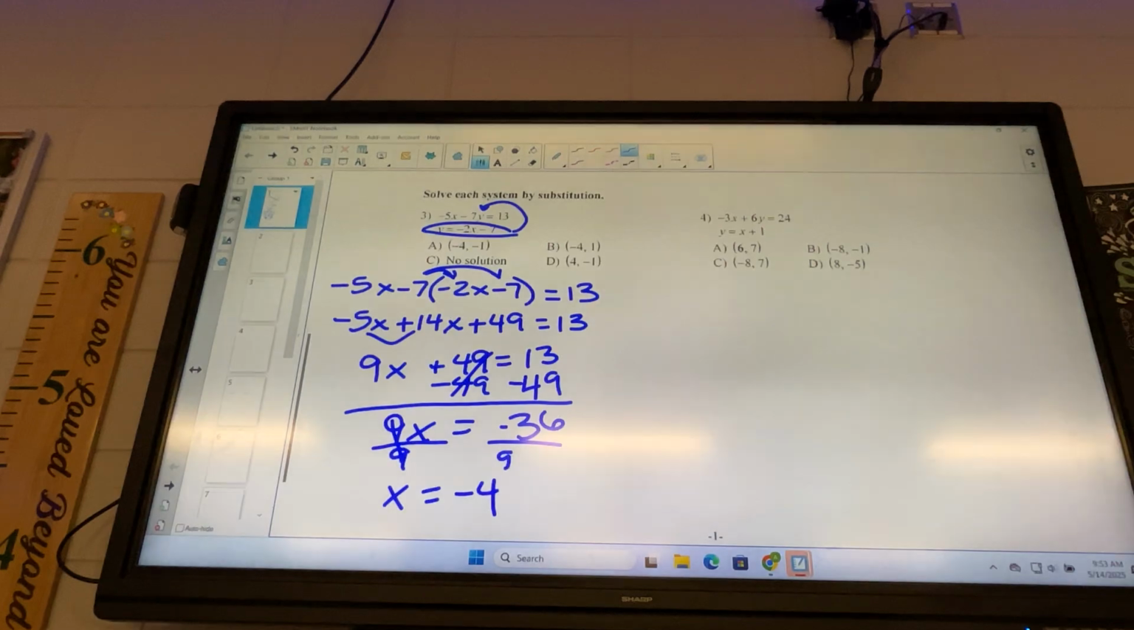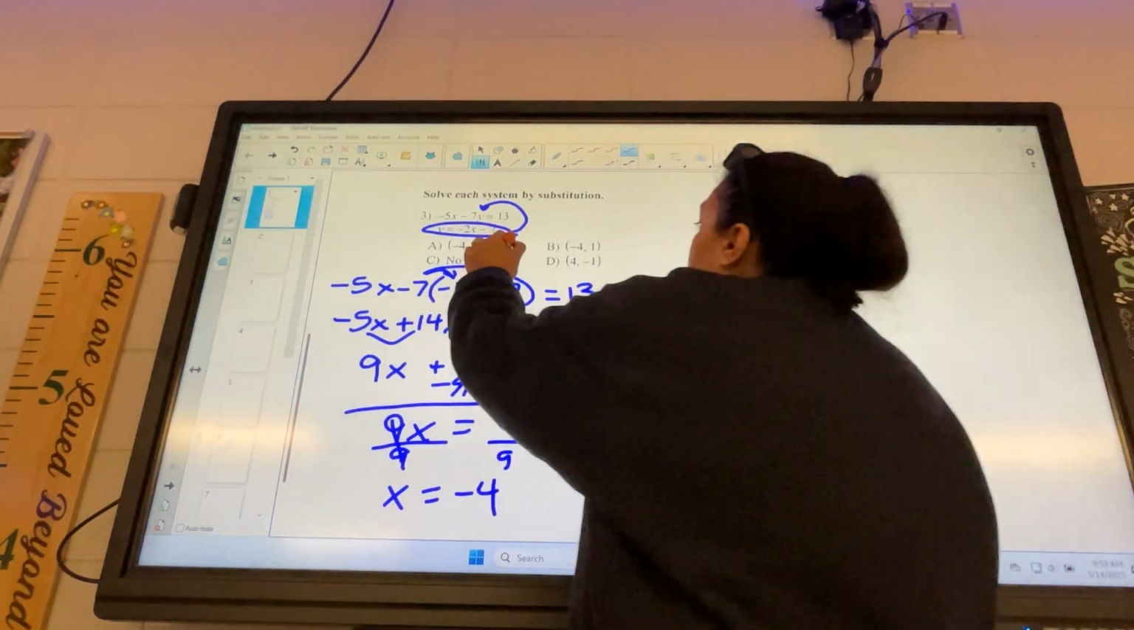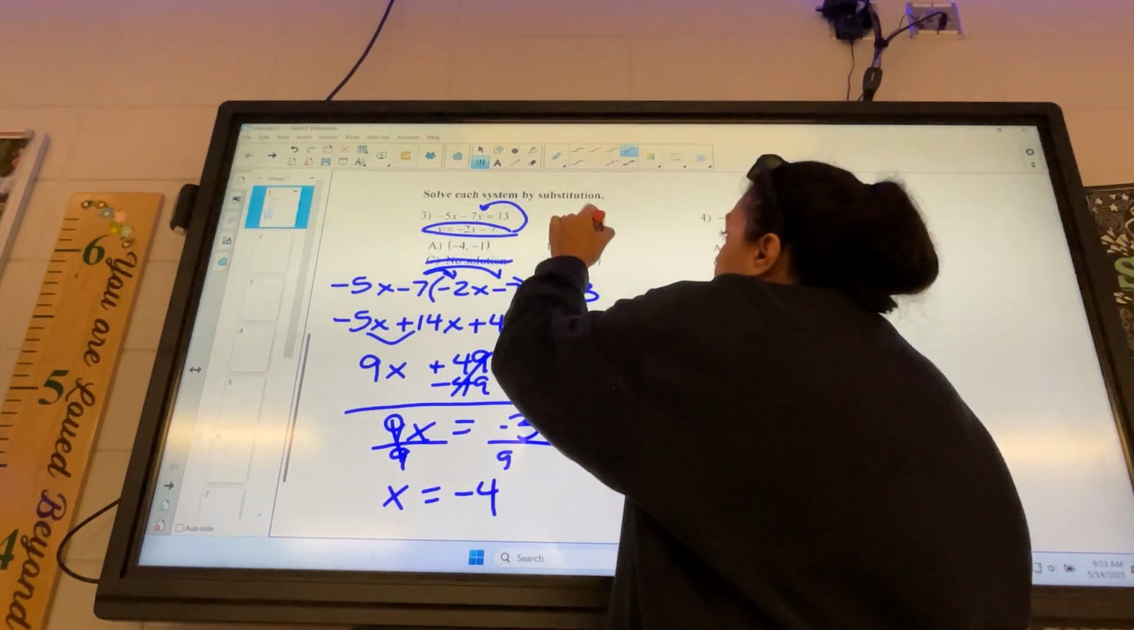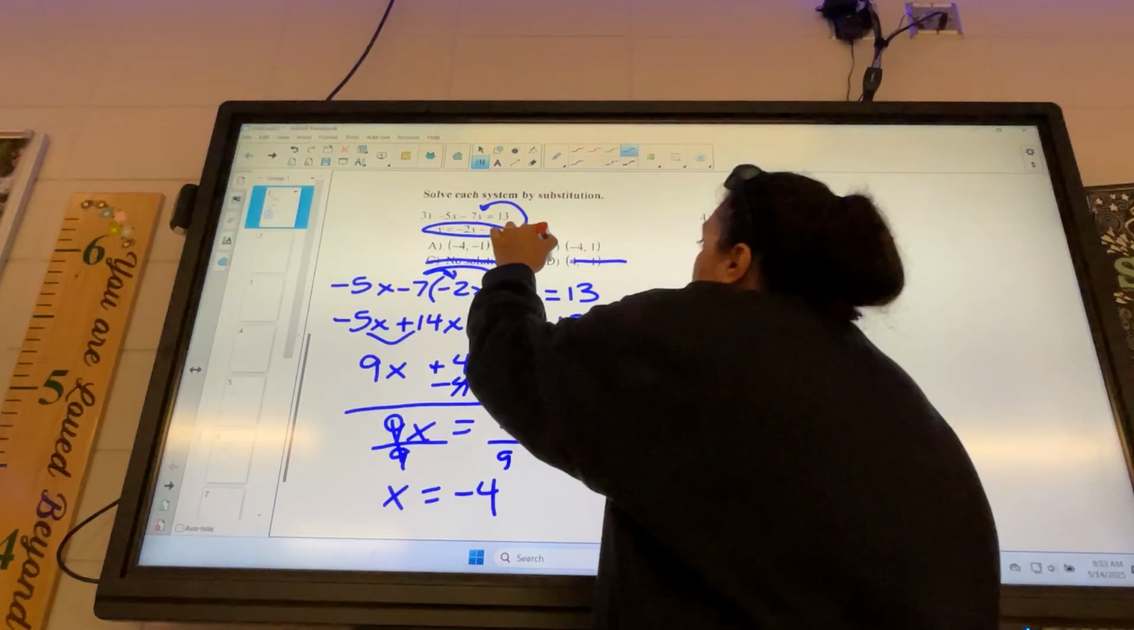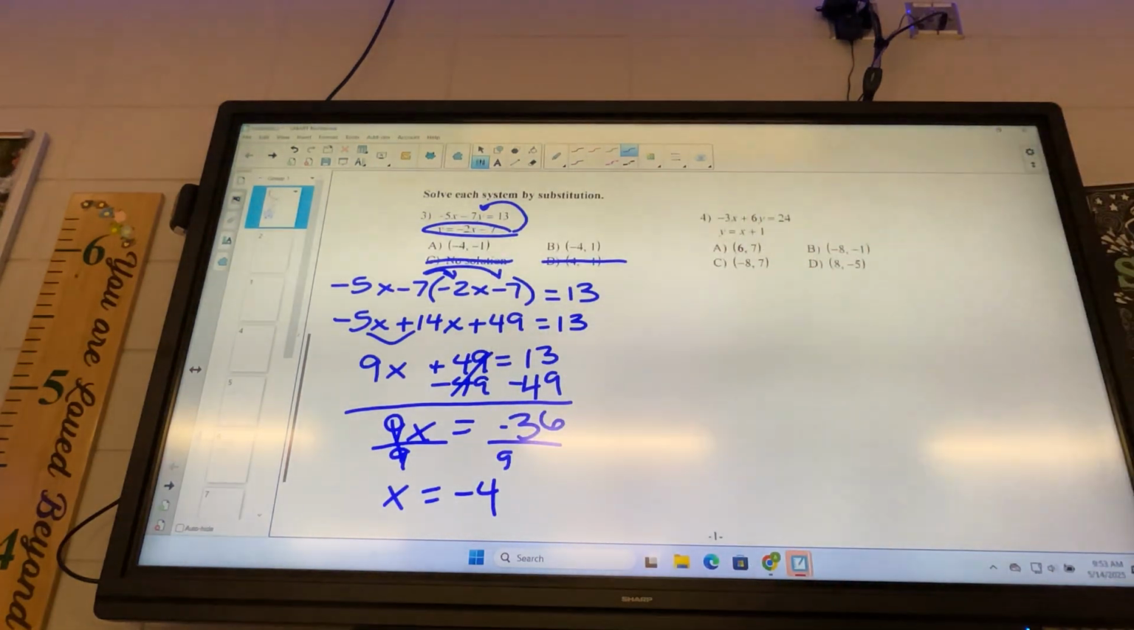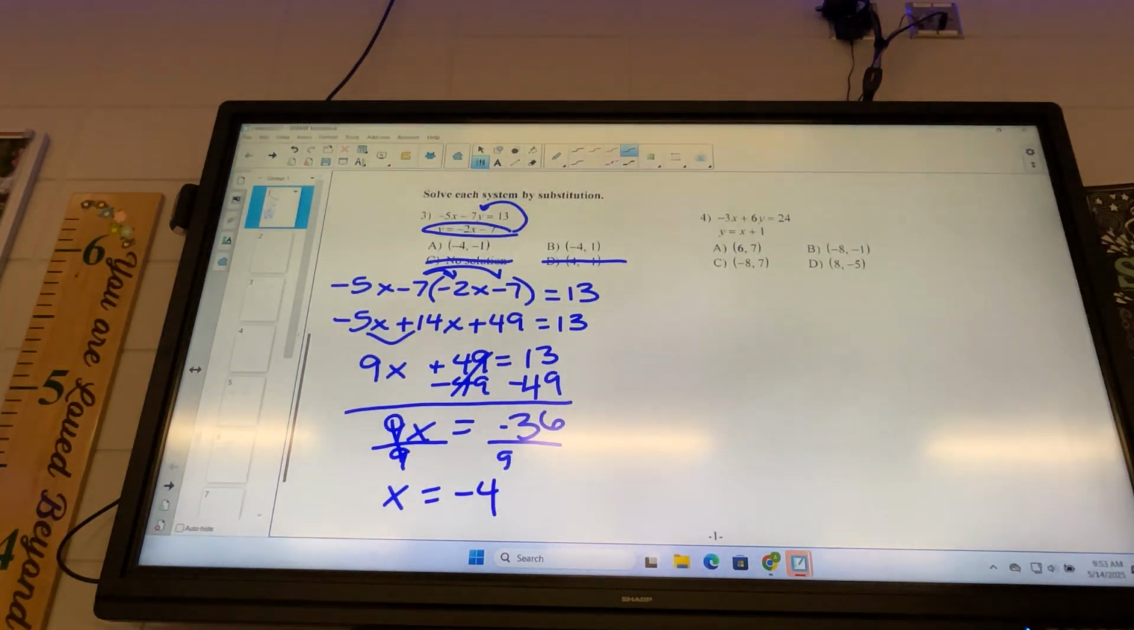First of all, have I ever given you one that says no solution? No. No, so I would probably eliminate that one. Okay, what else could we eliminate? We could also eliminate D. How come? Because that's a positive. Yeah, okay, so at this point, now you got a 50-50 shot if you had to guess, okay?